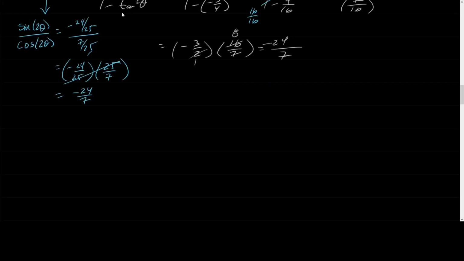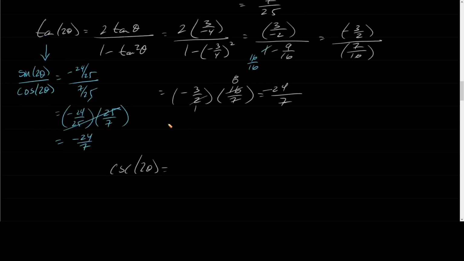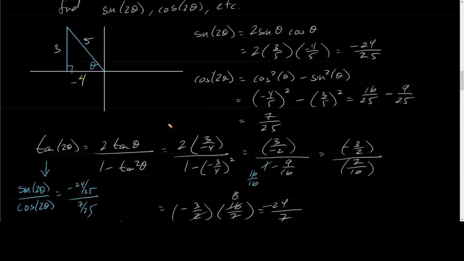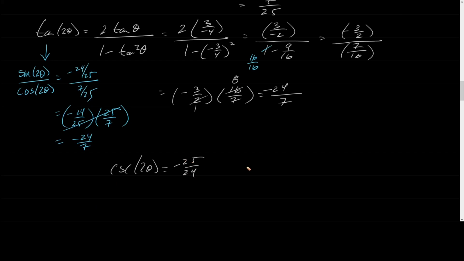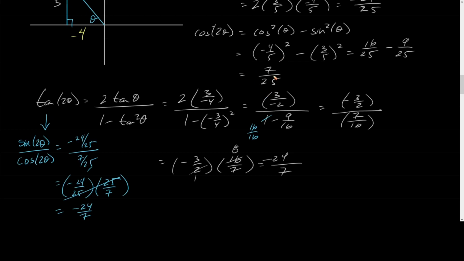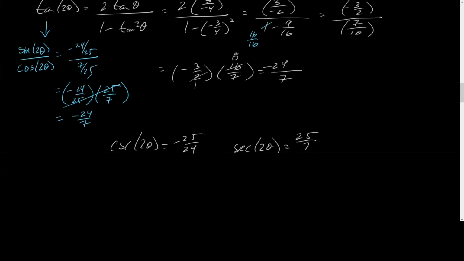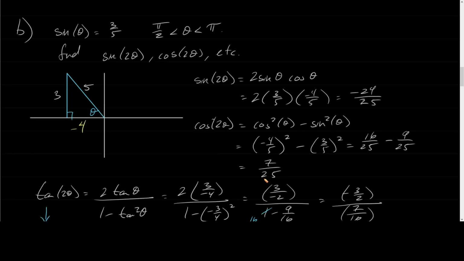Now let's figure out the other ones. Well, cosecant of 2 theta would just be the reciprocal of sine of 2 theta. So we're just going to take the reciprocal of this. So it's going to be negative 25 over 24. Secant of 2 theta would be the reciprocal of cosine. So it's going to be 25 over 7. And cotangent of 2 theta is going to be the reciprocal of tangent. So just negative 7 over 24. All right. And there you go. That's another way where we can use a double angle formula.